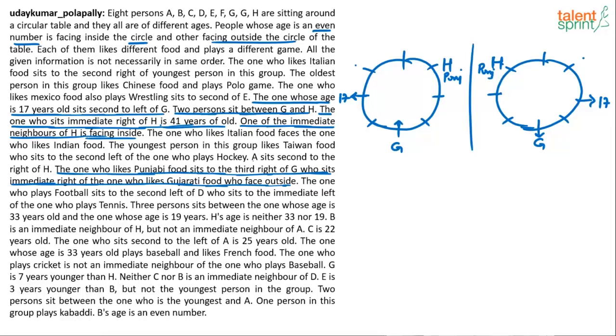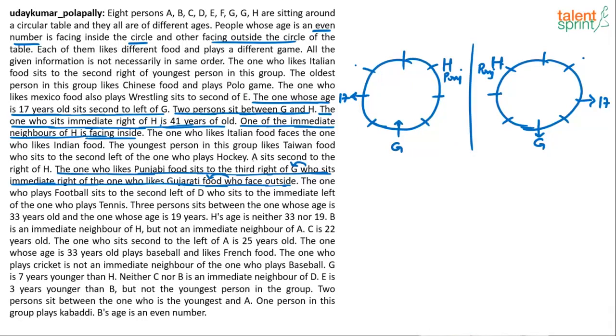The one who likes Punjabi food sits third to the right of G. Now, who here refers to G? So basically G sits immediate right of the one who likes Gujarati food, who faces outside. So the Gujarati food person is facing outside, and immediate right of that person should be G. See, when a person is facing outside, immediate right would be clockwise. Yes or no? For a person facing outside, right is clockwise.